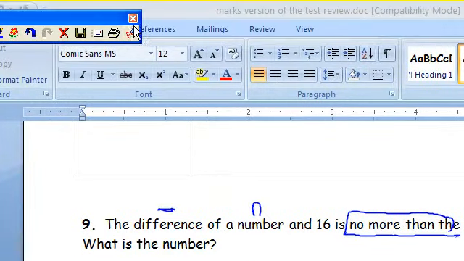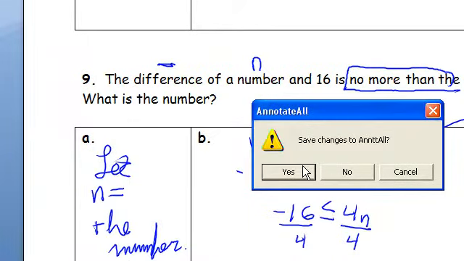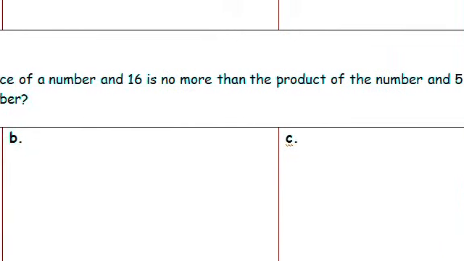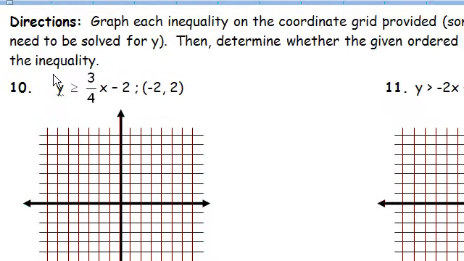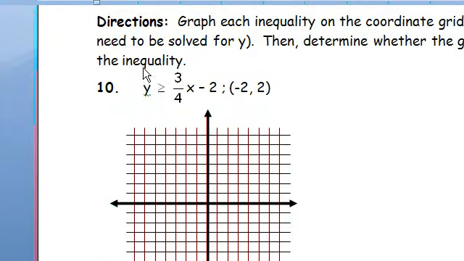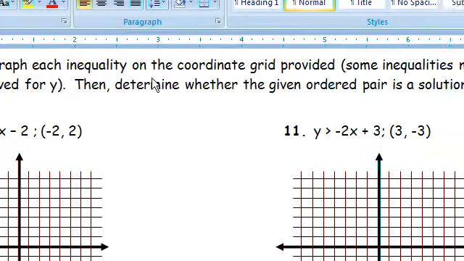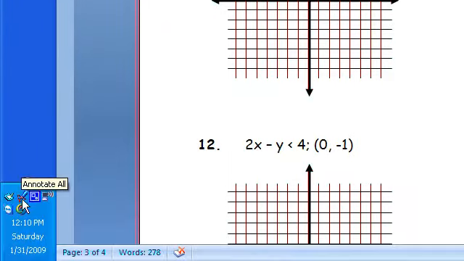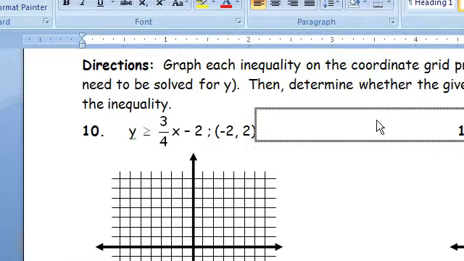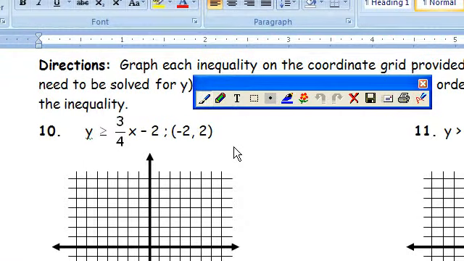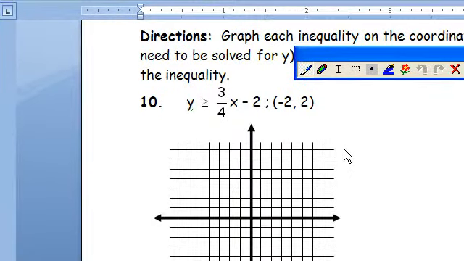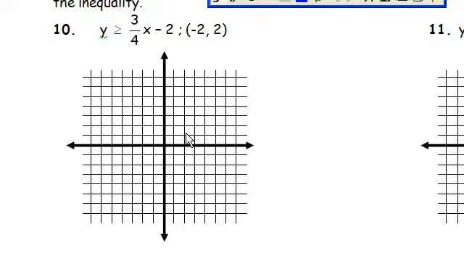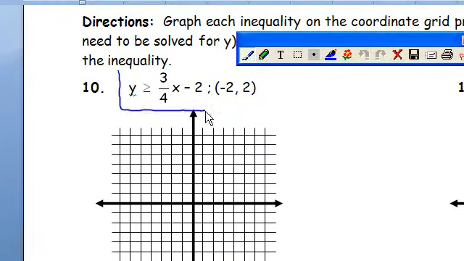All right, time for my favorite part. Let's do some graphing. Let's do a little scroll action here. Graph each inequality. Then determine whether the ordered pair is a solution of the inequality. So, guys, let me tell you something. If you don't know how to graph, you are going to be lost on this test. I really encourage you to make sure you are proficient in your graphing skills.